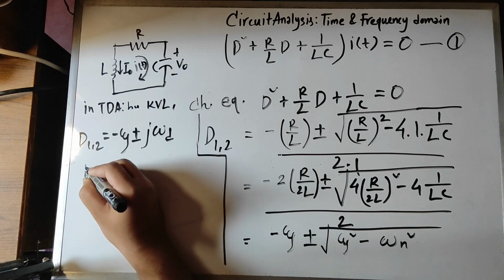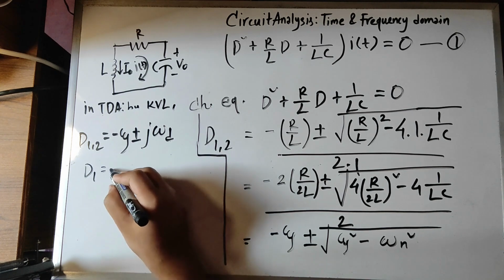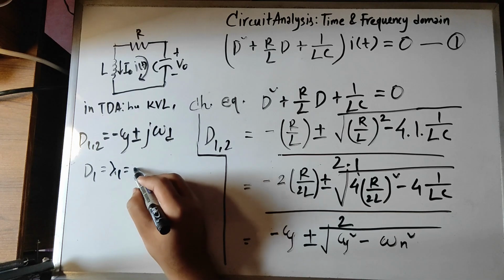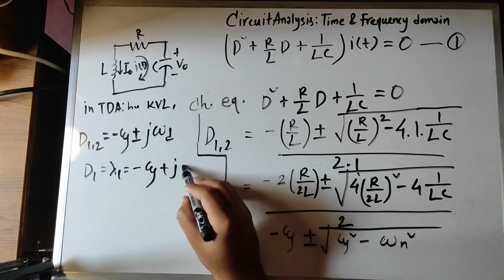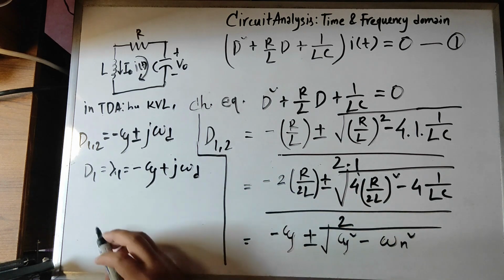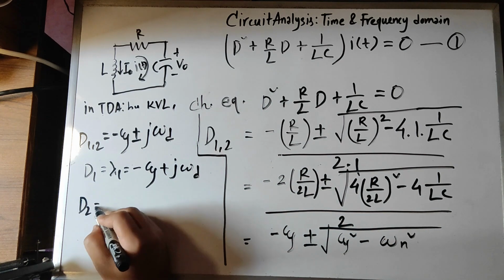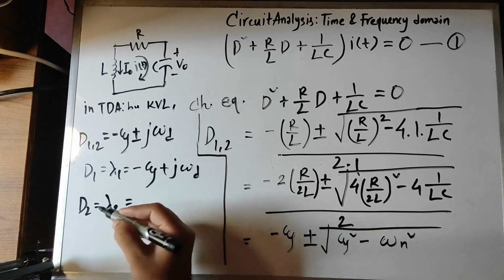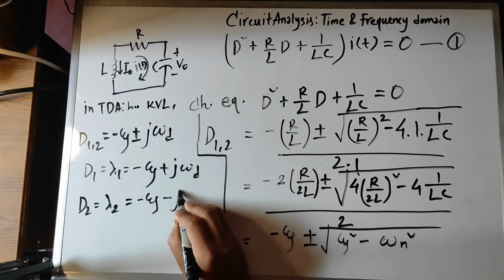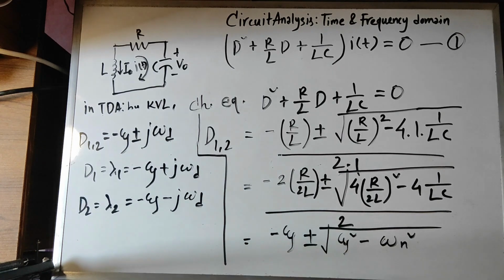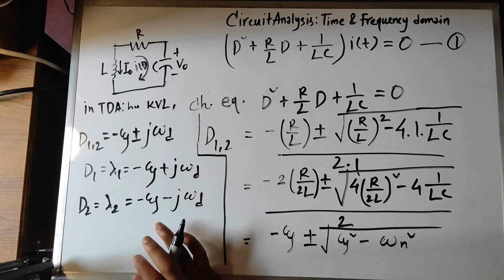So d1 or lambda 1 is minus zeta plus j omega d, and d2 or lambda 2, you can say eigenvalue, is minus zeta minus j omega d. So these are the two roots, and thus we are going to get to our solution.